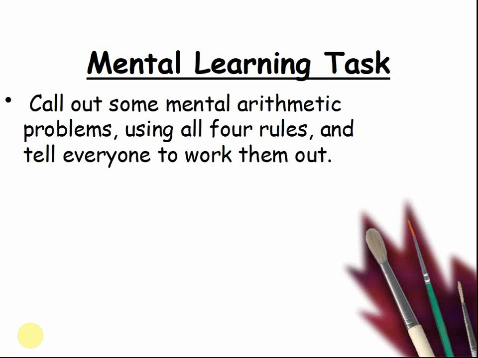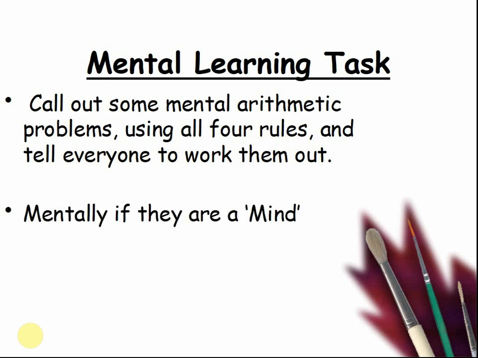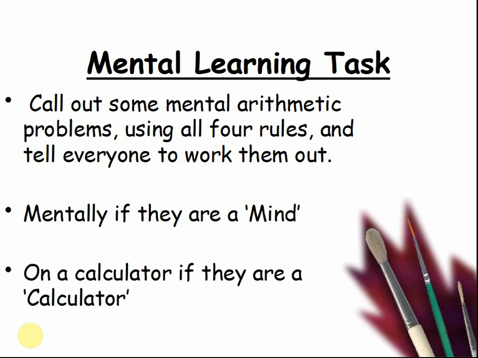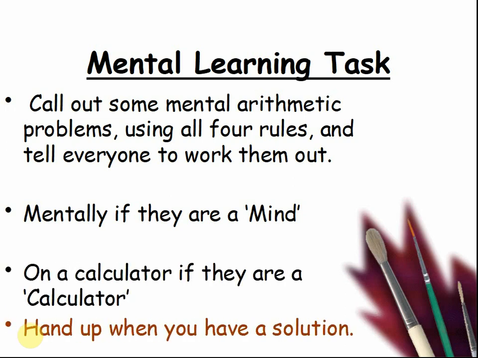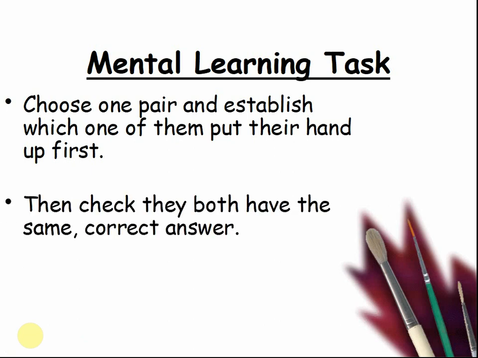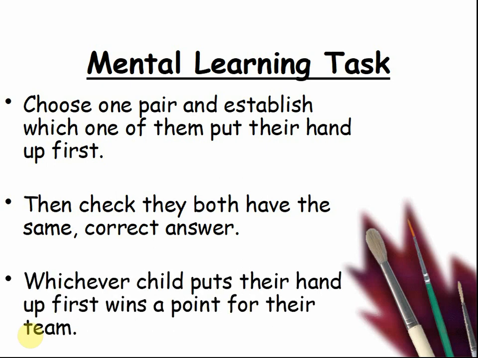Call out some mental arithmetic problems using all 4 rules and tell everyone to work them out, mentally if they are a mind, on a calculator if they are a calculator. Hand up when you have a solution. Choose one pair and establish which of them put their hand up first. Then check they both have the same correct answer. Whichever child puts their hand up first wins a point for their team.